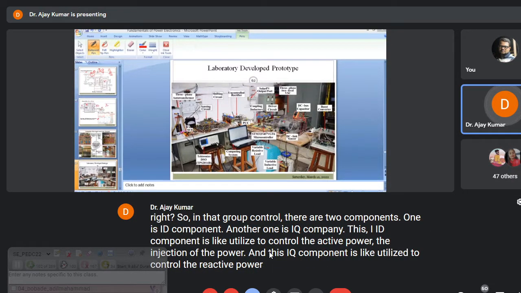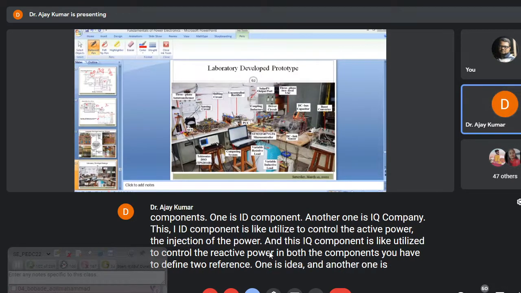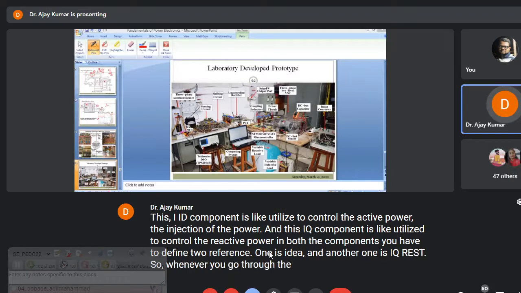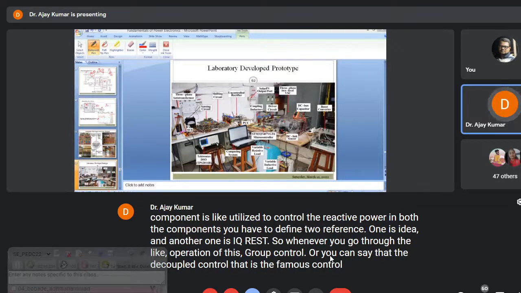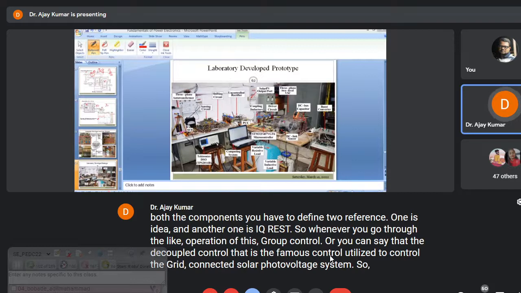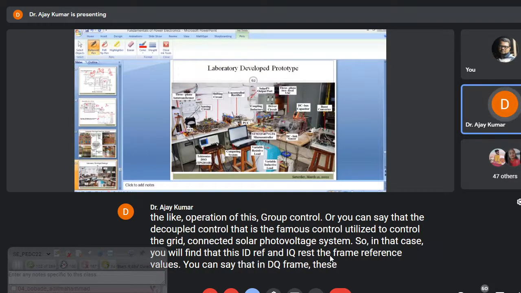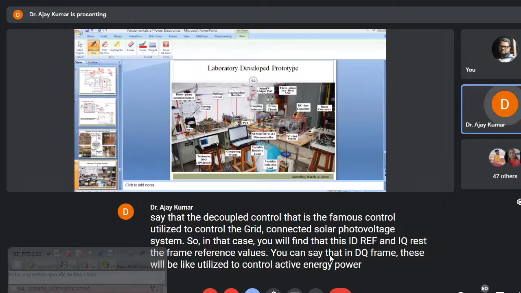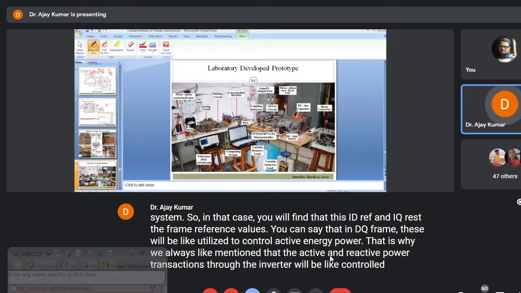In both the components, you have to define two references. One is ID ref, another one is IQ ref. Whenever you go through the operation of this group control, or you can say the decoupled control, that is the famous control utilized to control the grid connected solar photovoltaic system. In the DQ frame, the ID ref and IQ ref reference values are utilized to control active and reactive power. That is why we always mention that the active and reactive power transactions through the inverter are controlled by the control algorithm only, right?